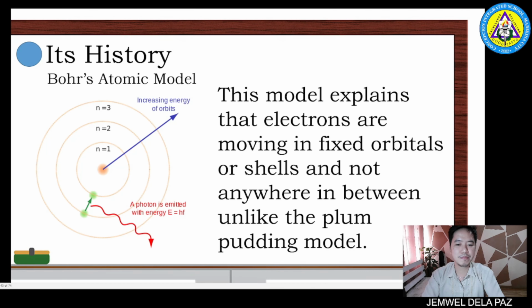This model explains that electrons are moving in fixed orbitals or shells and not anywhere in between, unlike the plum pudding model. As you can recall, the plum pudding model shows that the electrons are randomly embedded in the positively charged cloud, which he called the bread.